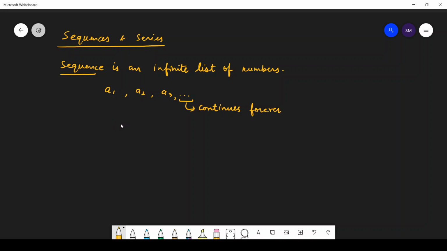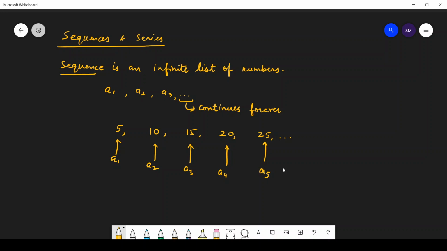Let me give you a very simple example of a sequence: 5, 10, 15, 20, 25, and so on. Now obviously the first term will be A1, second will be A2, third will be A3, fourth will be A4, and this is the fifth, so it will be A5. So this is how we write.